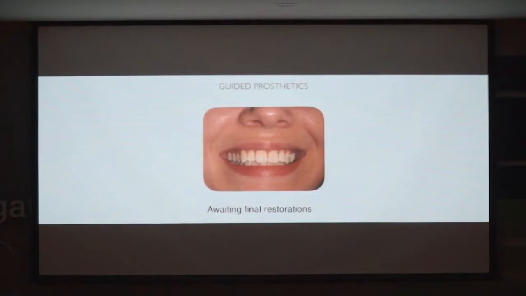Now, why aren't we making the provisionals ahead of time? Well, we're not, because you can't get them that accurate. You can reline them. You could make them ahead of time and then reline them, but you'd have to reline your provisionals. This way, you don't have to reline them. You just screw them in, and it's going to be very accurate.